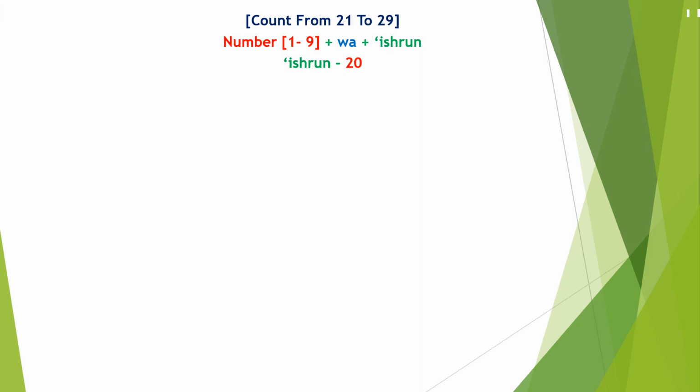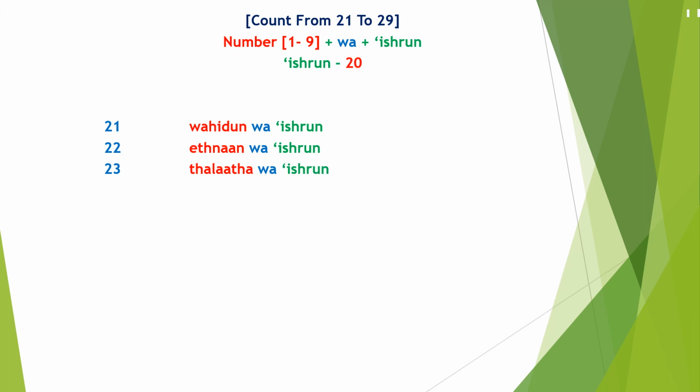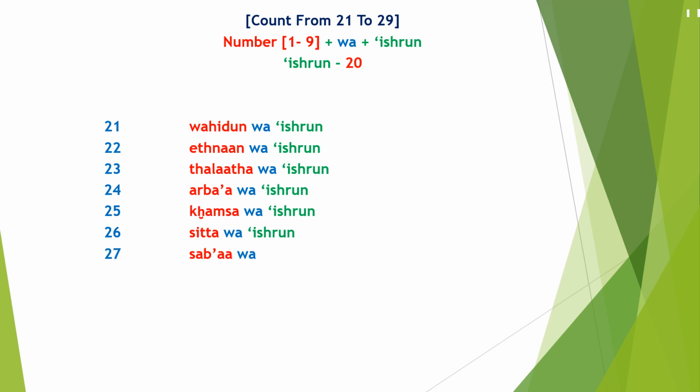So 21 واحد وعشرون, 22 اثنان وعشرون, 23 ثلاثة وعشرون, 24 أربعة وعشرون, 25 خمسة وعشرون, 26 ستة وعشرون, 27 سبعة وعشرون, 28 ثمانية وعشرون, 29 تسعة وعشرون.